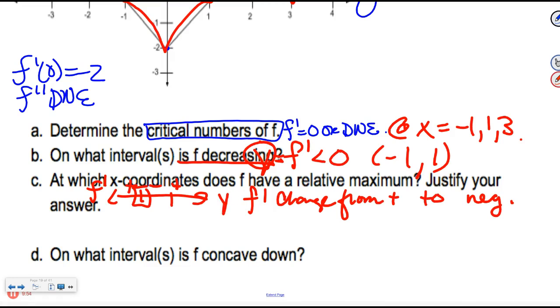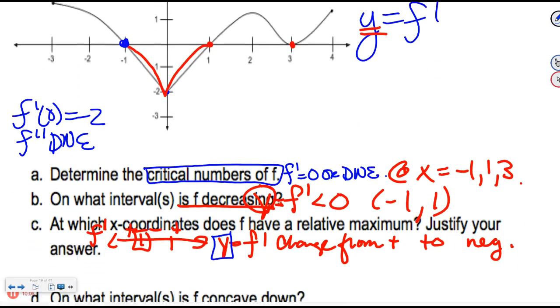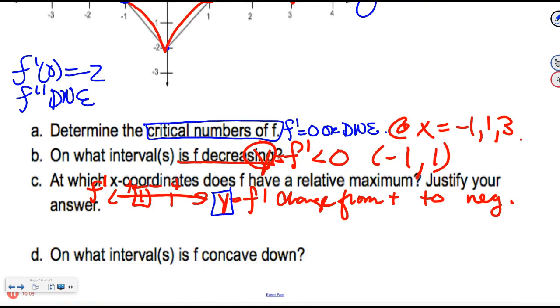But that's my y values. So I need my y values to change from positive to negative. Where does that happen? Right here. That's it. So we would have at x equals -1.